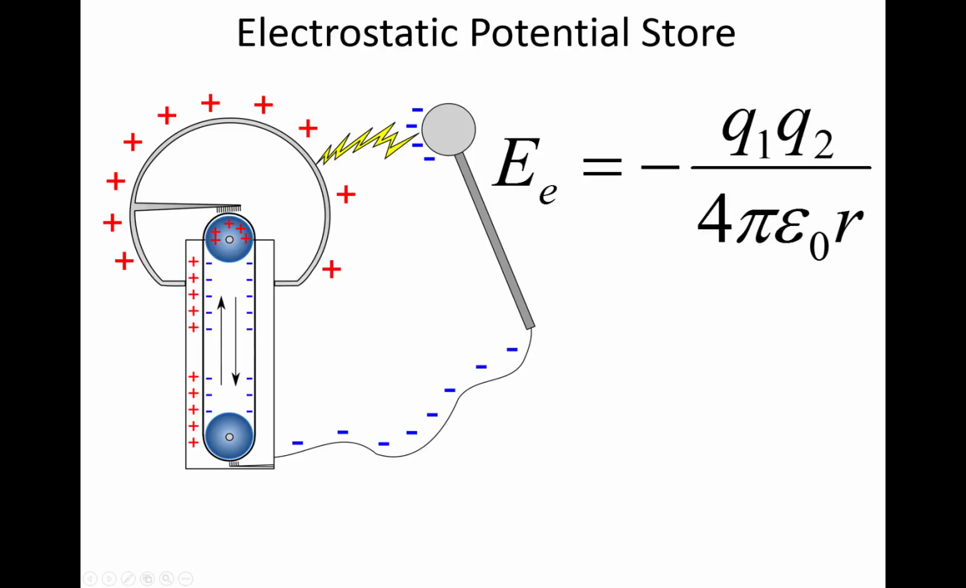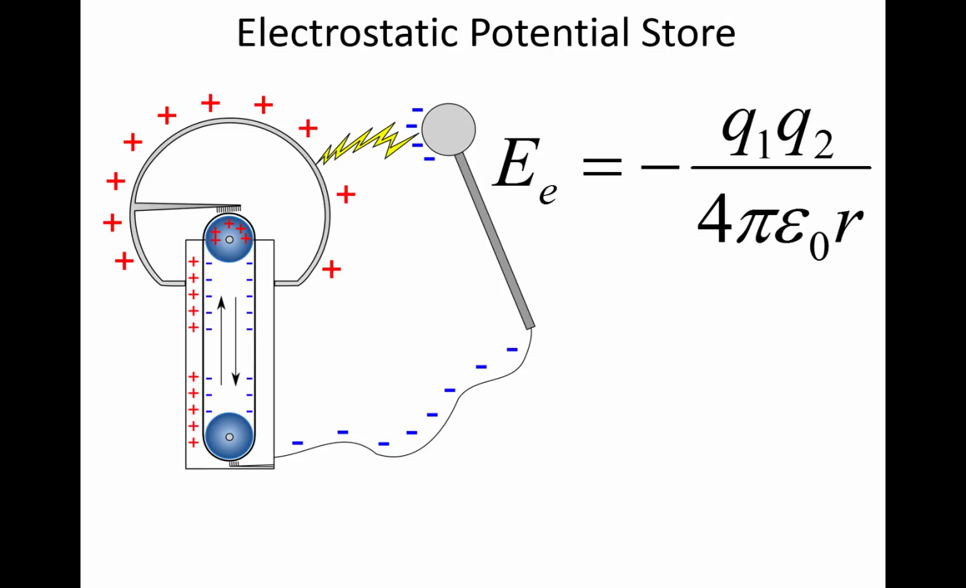Electrostatic potential store. This is the energy store associated with an object's charge. So, we do not need to know the equation for this for GCSEs. However, it's useful to know some of the components that affect it. We have E_E, which is energy electrostatic, is equal to Q1, Q2, which represent the charge of each object.